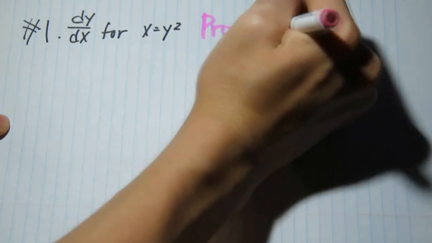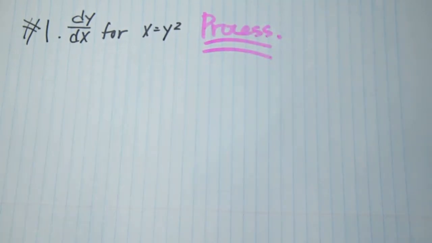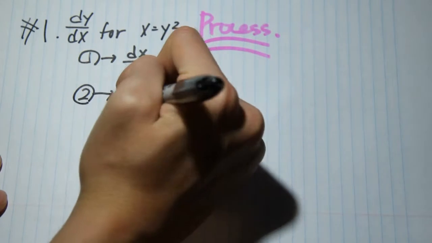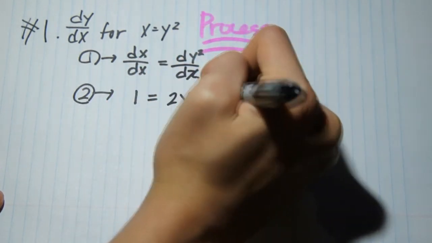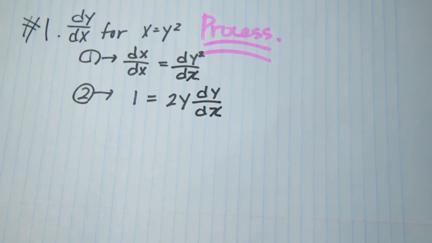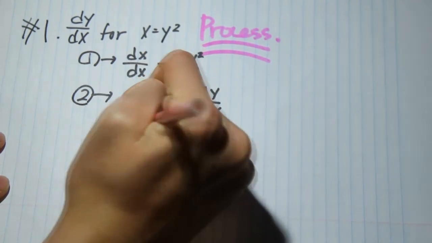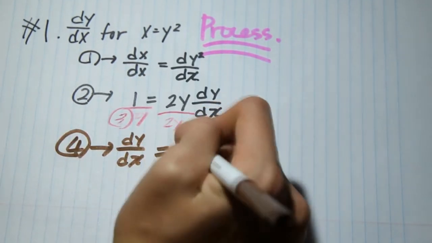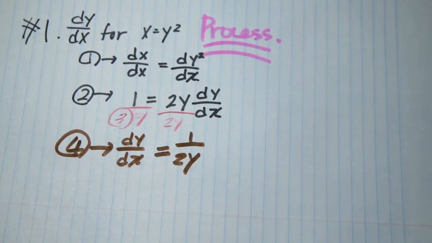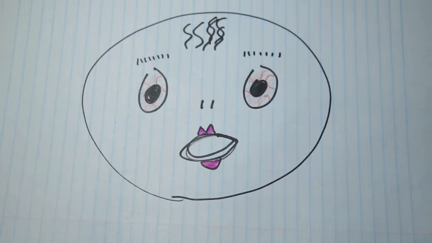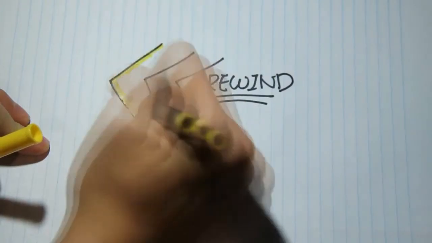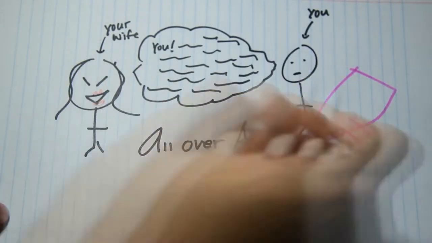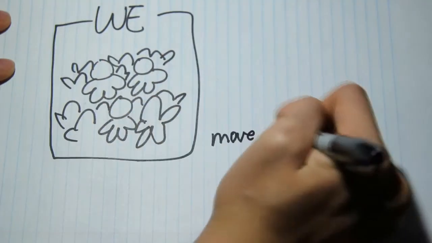Back to the problem. We shall use the process to successfully solve this problem. Number 1, use the explicit rules to find the derivative. Number 2, collect all terms with dy dx on one side and all other terms on the other side, and factor out dy dx if necessary. And divide to solve for dy dx. And that is how you solve implicit differentiation. Now that wasn't too hard, was it? If it was, you are more than welcome to rewind the video and do it all over again. But for now, we are going to move on.